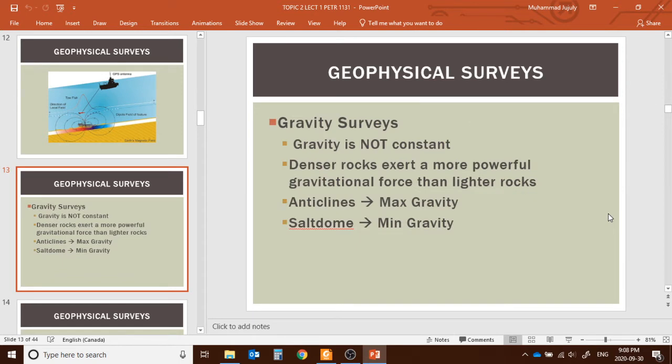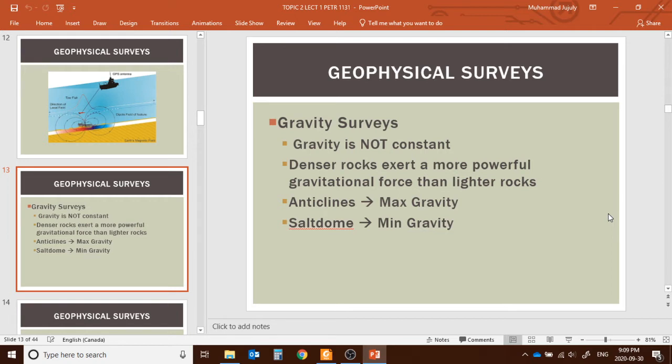Now there is another type of survey. We call it the gravity survey. And how it works is, because gravity is not constant, we all know that, a very slight difference of gravity we can measure. For instance, the igneous rock, being a denser rock, exerts a more powerful gravitational force. And the sedimentary rock would be lighter, right?